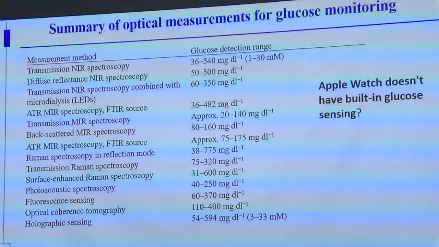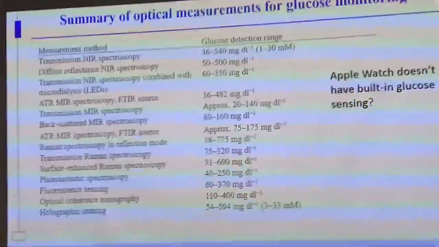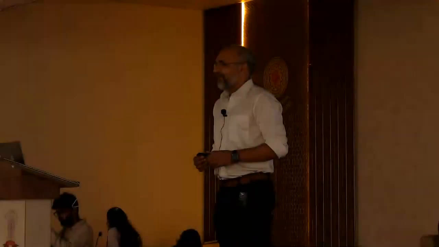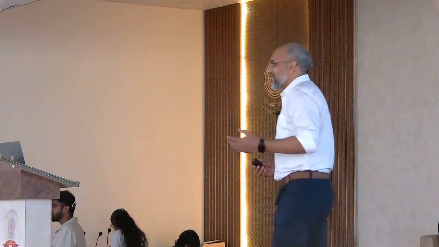Here the question I have for you guys: Apple Watch doesn't have built-in glucose sensing so far. Any reason for that? Apple can give you your heart rate, right? Apple Watch can give you a lot of things, but why doesn't it have a biological sensing application so far?